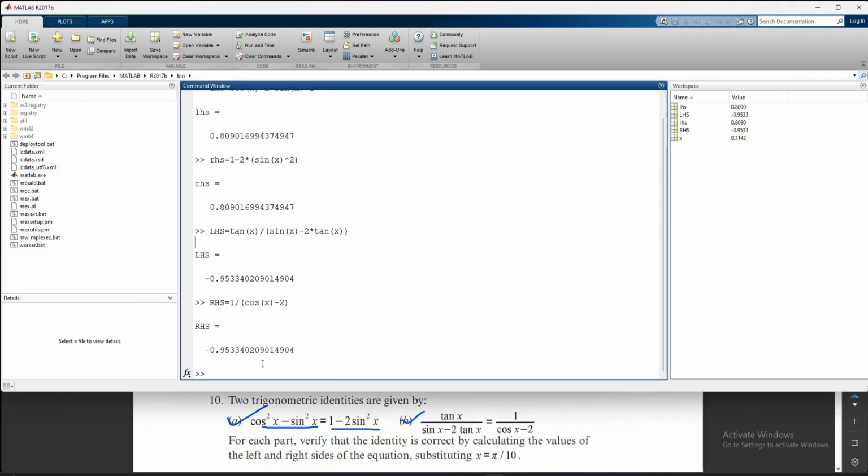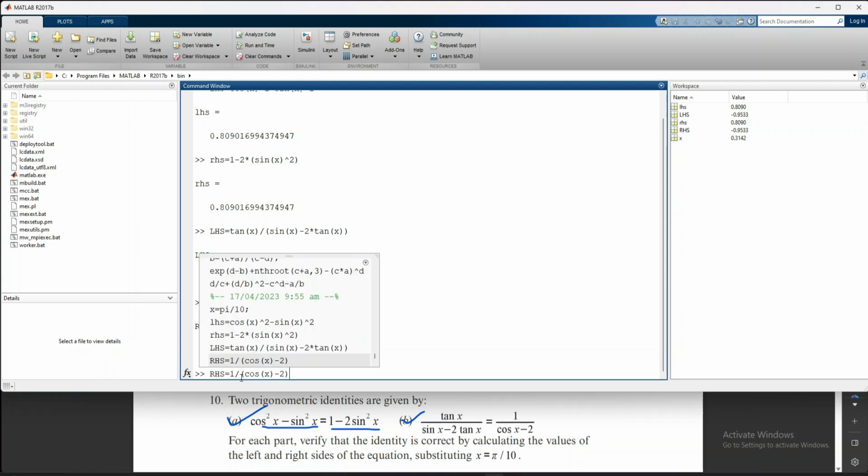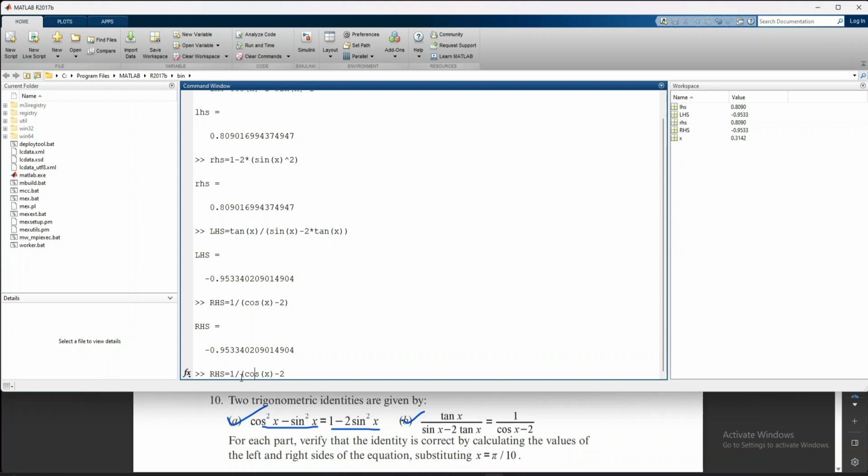Let me explain something more to you. If you don't put the bracket here, let's delete the bracket: 1 divided by cos x minus 2. It shows nearly the same answer, 0.9534 and 0.9485. There is a difference of very small numbers, so it is nearly equal.